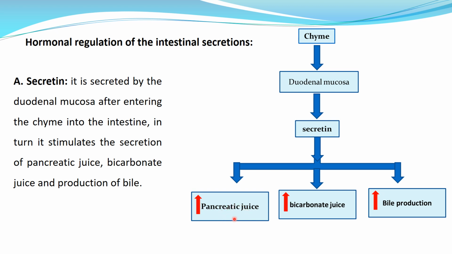Secretin stimulates an increase in pancreatic juice secretion. If you remember, we said we have pancreatic enzymes and we have bicarbonate juice. The bicarbonate juice from the pancreas is also increased, and there is an increase in bile production. So, the bile production by the hepatocytes is induced by what? By the presence of the hormone secretin.